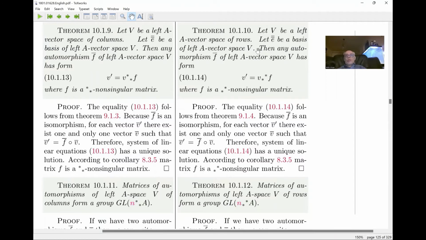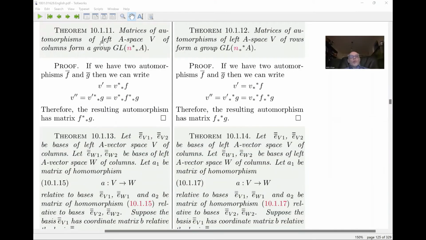A similar theorem is true for a left vector space of rows. If E is a basis of the left vector space V, then any automorphism F of the left vector space V has form 1.14, where F is an RC non-singular matrix. Matrices of automorphisms of the left A vector space V of columns form a group GL_n(CR, A). Here we introduce notation for the set of automorphisms of the left vector space V.